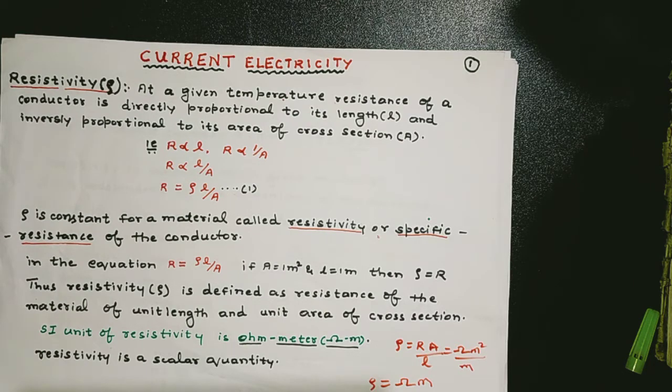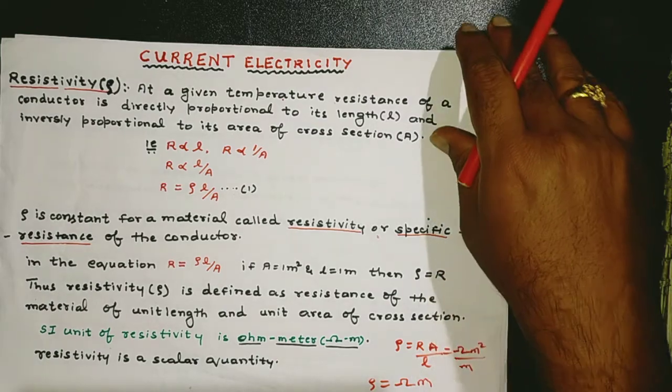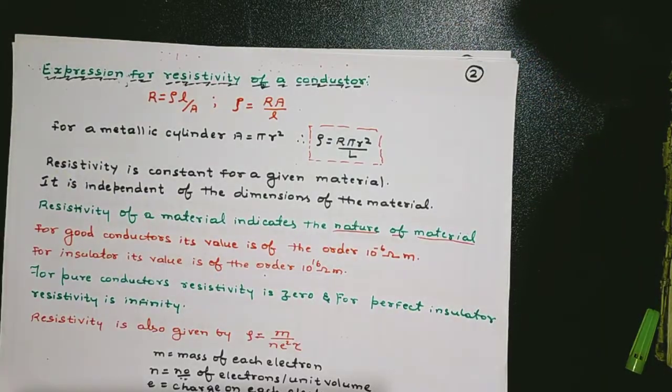So now we know what resistivity is. It is the property of a material. Mathematically, it is said to be equal to the resistance of the material of unit length and unit area of cross section. Its SI unit is ohm meter.